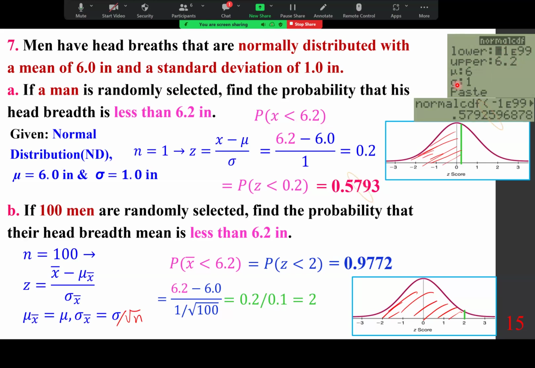And look at the answer. This is the answer from technology. This is the answer from the table. They're practically the same if you look at the fourth decimal. So 1, 2, 3, 4. This number will change to 3 because next to it is 5. So it's pretty close.